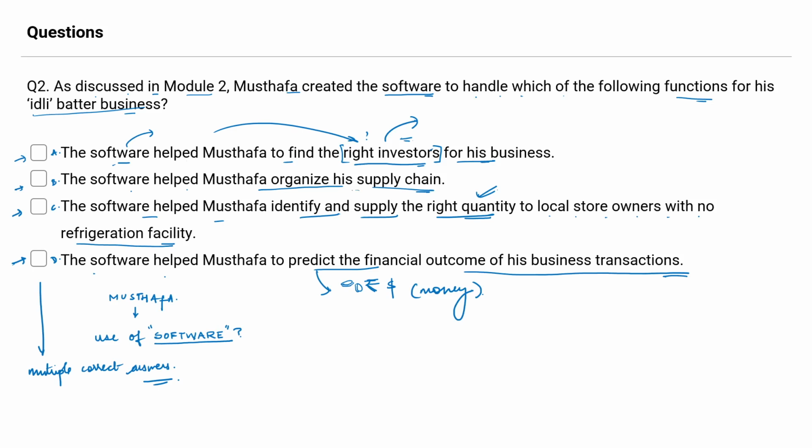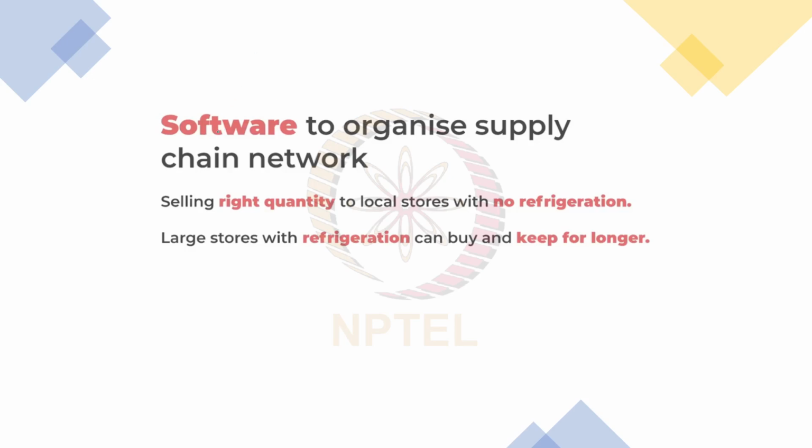Software will help Mustafa organize his supply chain. Yes, yes, because the battle blast phenomena was actually linked to this. Software helps Mustafa identify and supply the right quantity to the local stores with no refrigeration facility. Now, why was this refrigeration facility critical? Because of, again, the battle blast phenomena. Okay, so let's see the content validation. Software to organize the supply chain network, selling the right quantity to the local stores with no refrigeration.